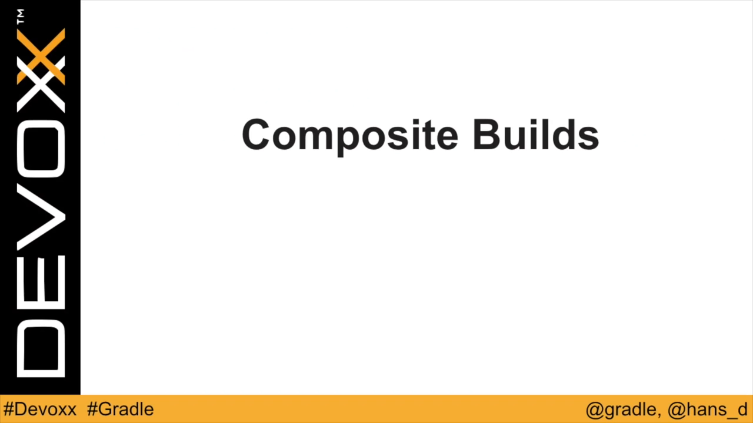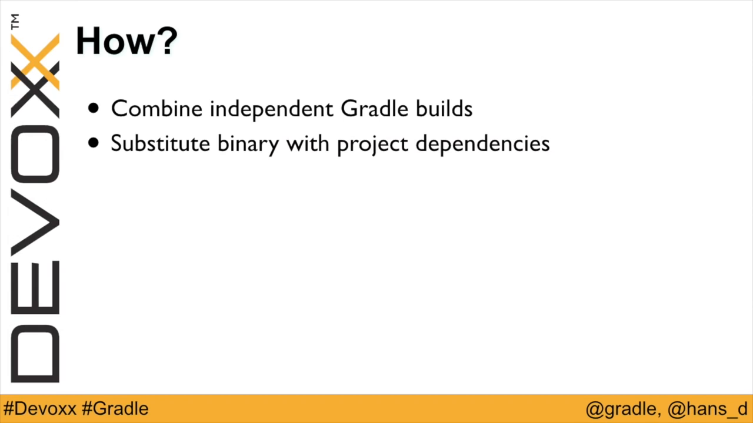Okay. I just want to quickly talk a little bit about composite builds because Stefan already told the main story. Composite builds are about combining independent Gradle builds. What does it mean? It means you have two different repositories, two different Gradle builds, and they have a dependency between each other. This is the interesting use case. When they don't need each other, there's no point.